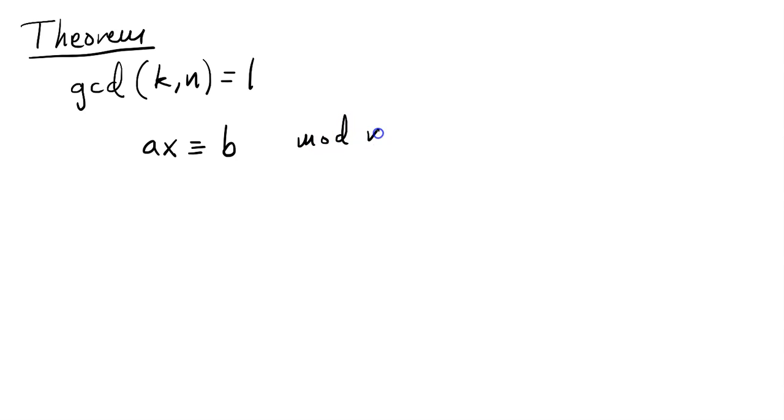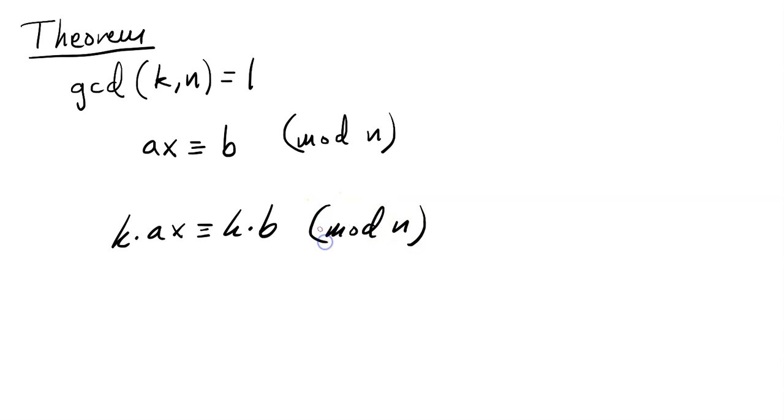And the following theorem gives us another option of solving a linear congruence equation. If you have that the greatest common divisor of two numbers k and n is equal to 1, then this equation here, so here we have a linear congruence equation, has the same solutions as this one. So these two have the same solutions, if this is the case.